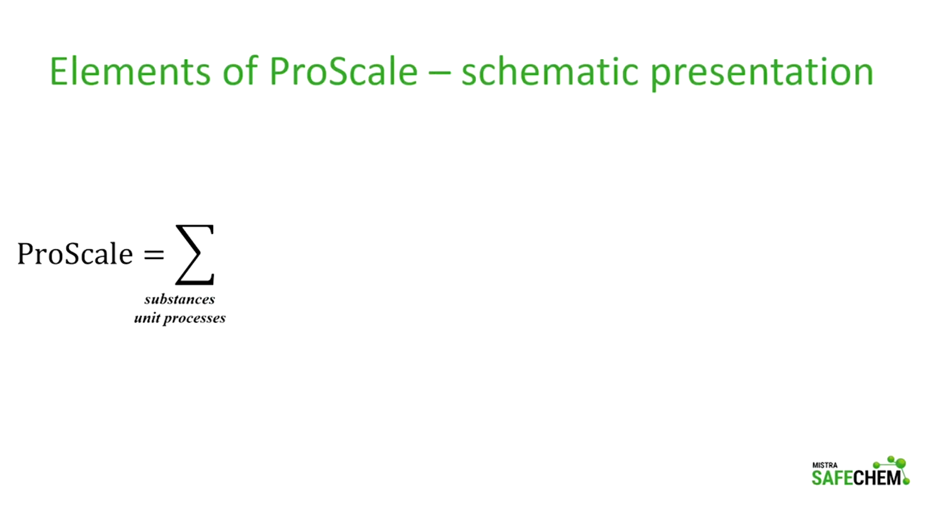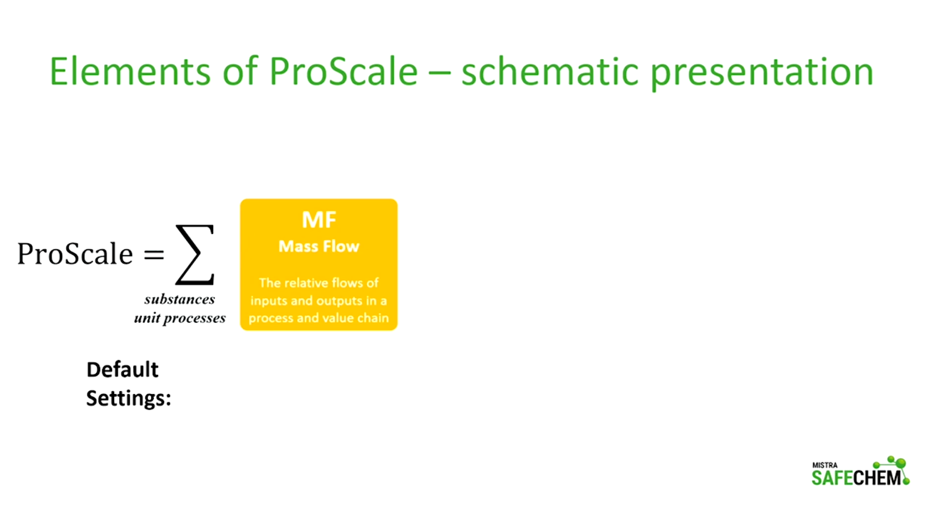So what are the constituents in our ProScale? Well, as I said, we start with, let's say, what is already there, but we also add a few things to make it compatible with LCA. The mass flow is essentially the life cycle as we know it, with the various flows in the system relating to the function of a product that is ultimately what we want to do with the value chain.